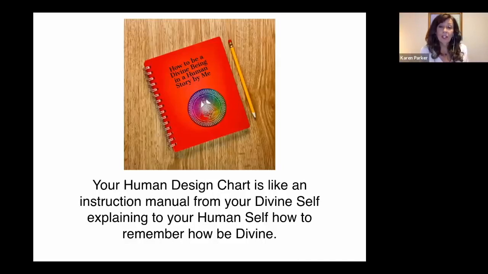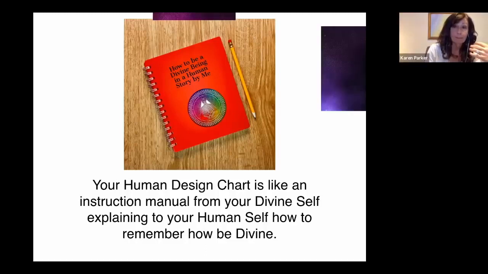Your human design chart is like an instruction manual from your divine self explaining to your human self, right, how to remember how to be divine. There's a code in living true to your chart, and that's a synthesis of both the soul code and the life code. There's a code in this chart that's basically an instruction manual that tells you how to tap into the highest potential of your divine expression through your human story.